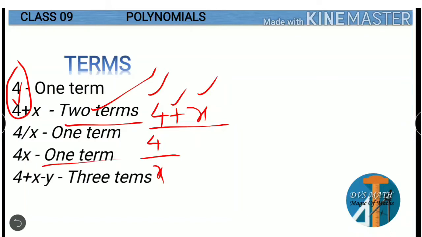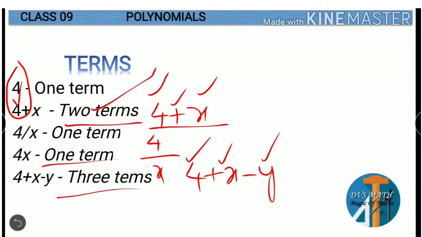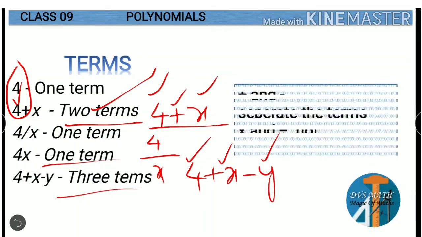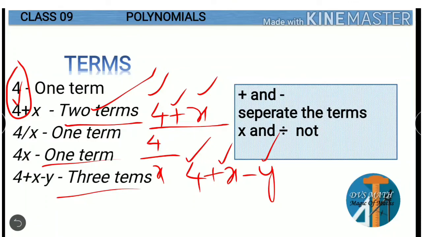So finally, if we consider the last example, observe here 4 plus x minus y. As I told you, the sum and the difference split the terms. So here one term, two terms, three terms. So finally, this expression consists of three terms. So what we can conclude is plus and minus separate the terms, multiplication and division do not. Here we are going to count the terms on the basis of sum and difference, not the product and the quotient. Clear?